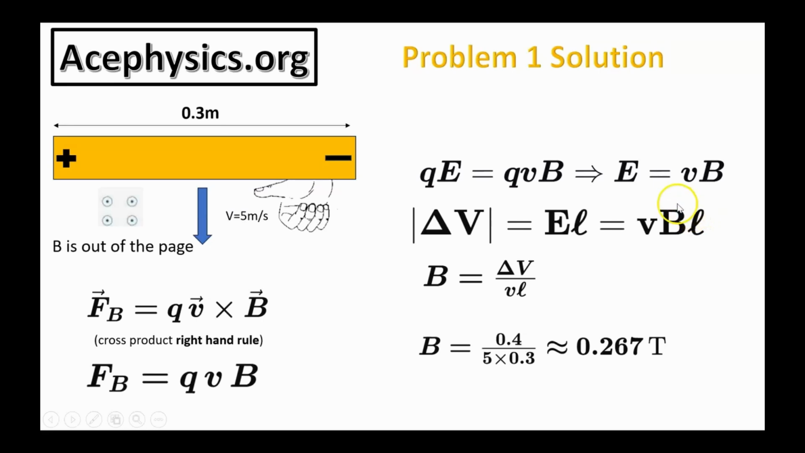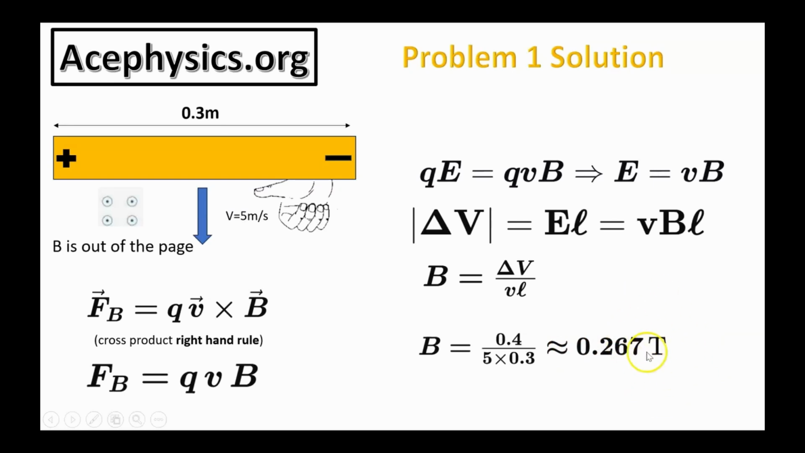The question asks us to find the magnetic field B, so we can divide both sides of the equation by the velocity times the length, and this gives us a formula for the magnetic field B. B is equal to the potential difference between the 2 sides of the wire divided by the velocity times L. These numbers were given in the problem. We plug in the numbers, and we find that the magnetic field is equal to 0.267 Tesla. This is a relatively large magnetic field.